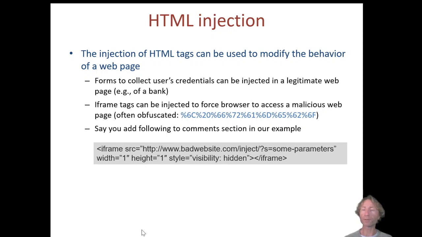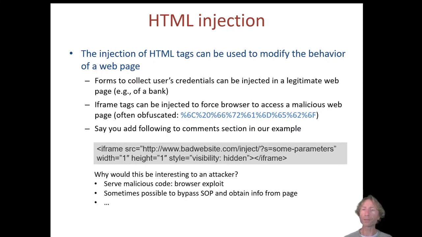So why would this be interesting for an attacker? Well, for instance, you could use it to serve malicious code to the user. A browser exploit could be hidden in that code, or it may be possible to bypass the same origin policy and then obtain info from the page that includes this. Nowadays, if you do this, you'll actually get warnings from Google. If Google finds this, it will display a warning saying this site may harm your computer.